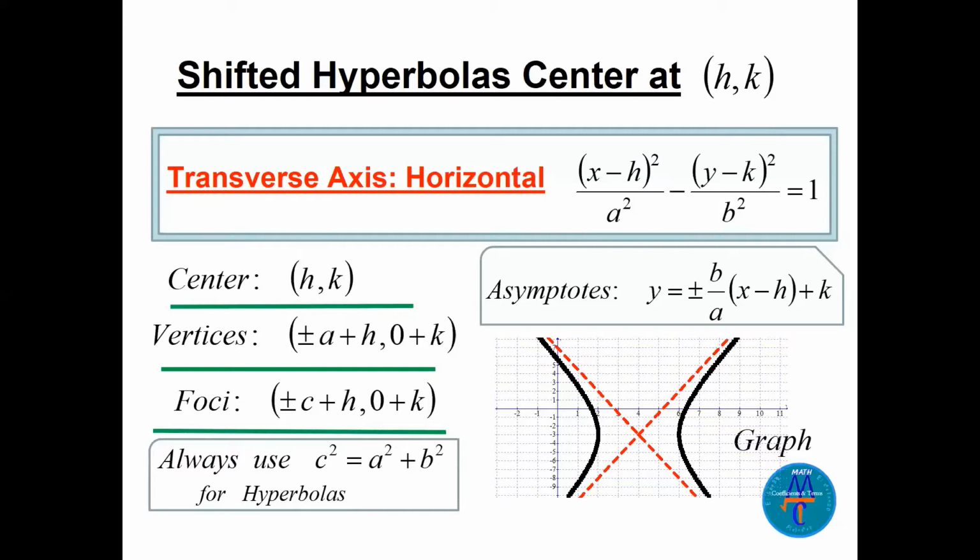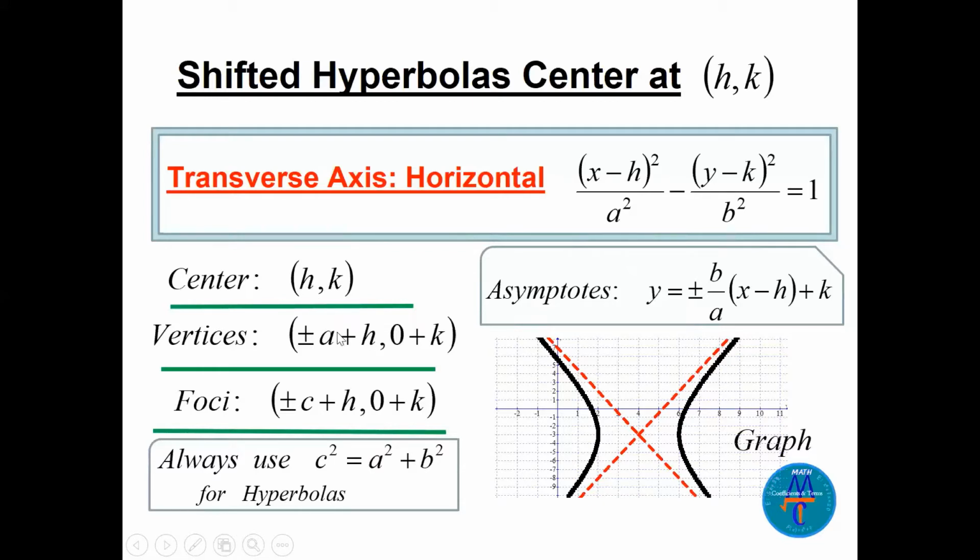There are transverse axes for each hyperbola. If this one is horizontal like this, see between the vertices, then the equation becomes x minus h squared over a squared minus y minus k squared over b squared equals 1. That is in standard form. So I put all the formulas that you might need here, arranged in a nice way, easy to understand.